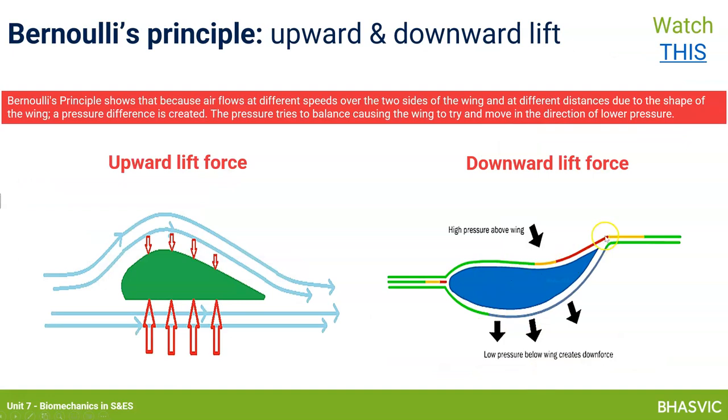So if you imagine this diagram on the right was the spoiler at the back of an F1 car, this pretty much shows what I've been saying. Low velocity, high pressure, high velocity, low pressure, high to low, the air is forced down. Now, why is that useful for F1 cars? Well, they very much want to grip to the road, the track, when they're traveling at incredibly high speeds. And this is one way of pushing them down towards the ground.